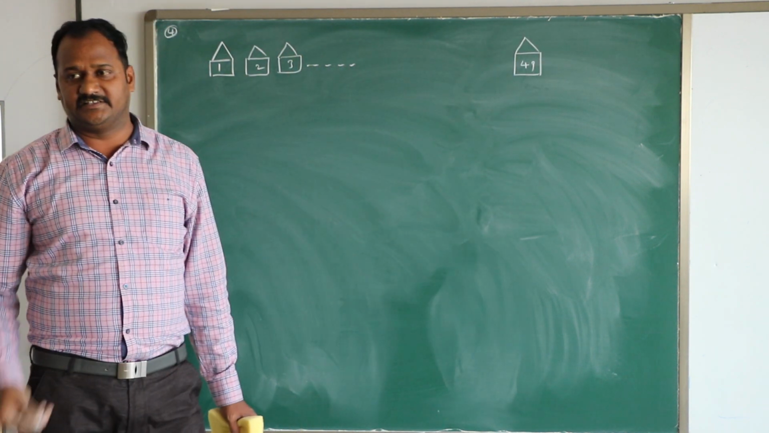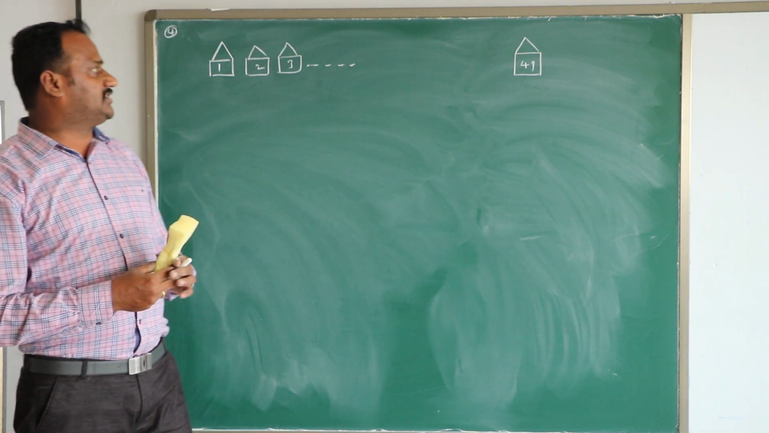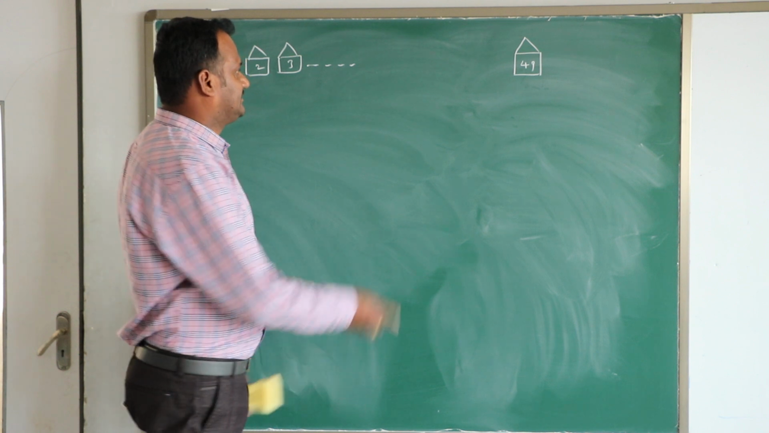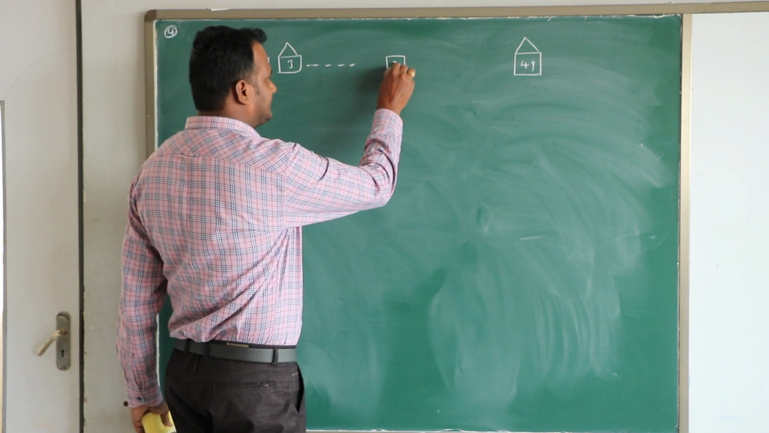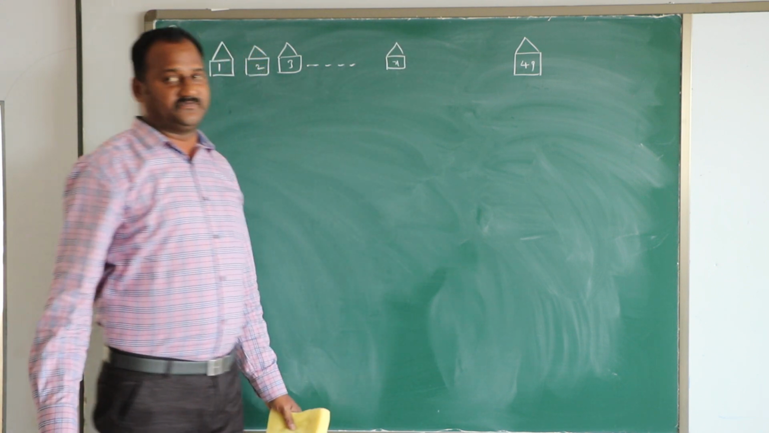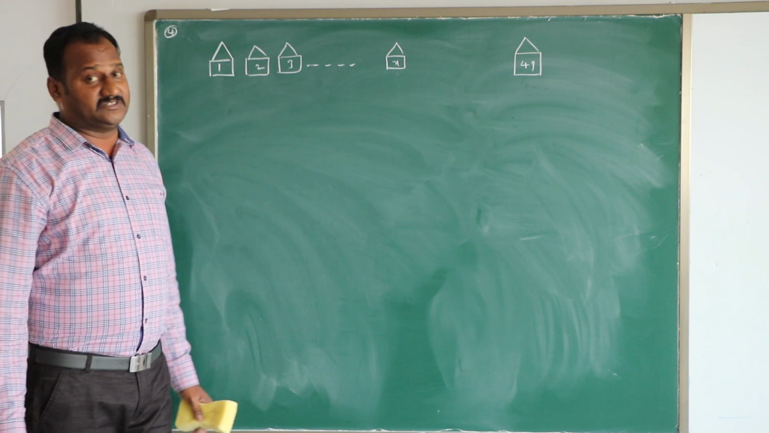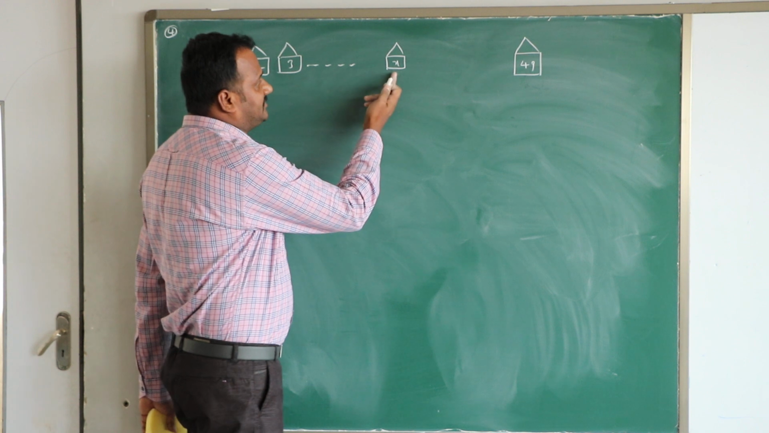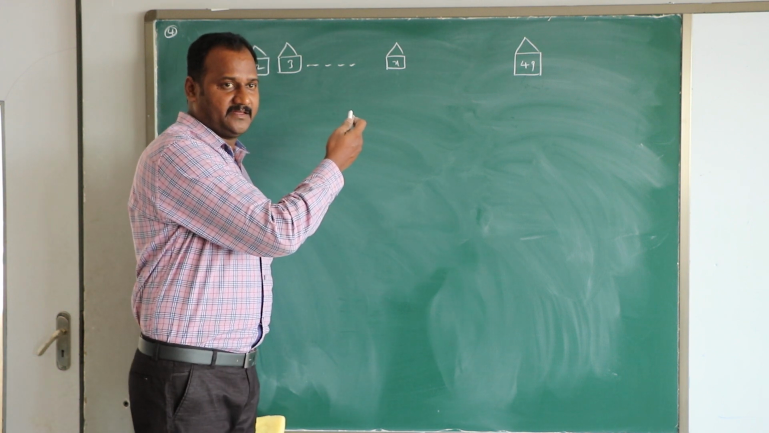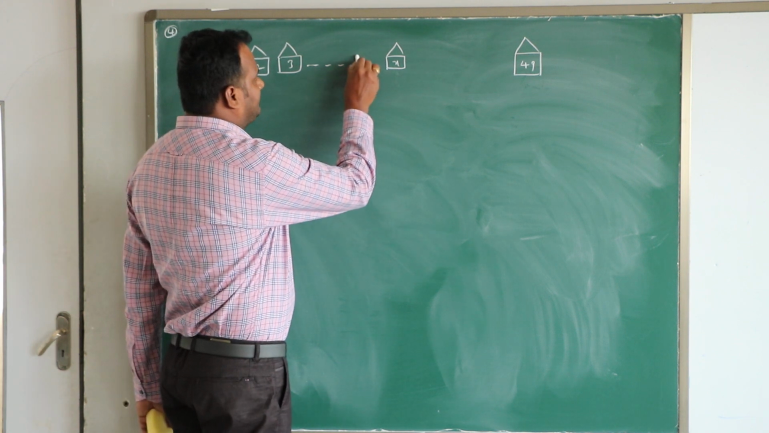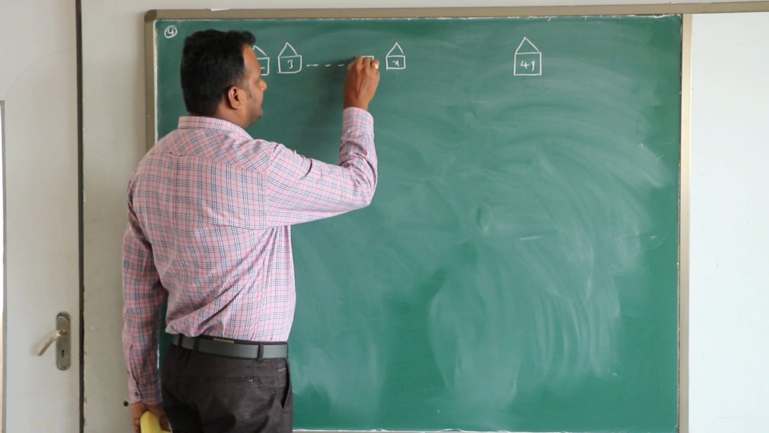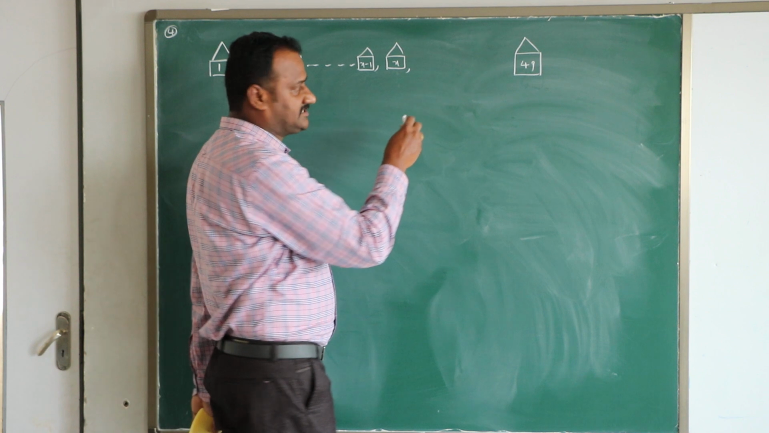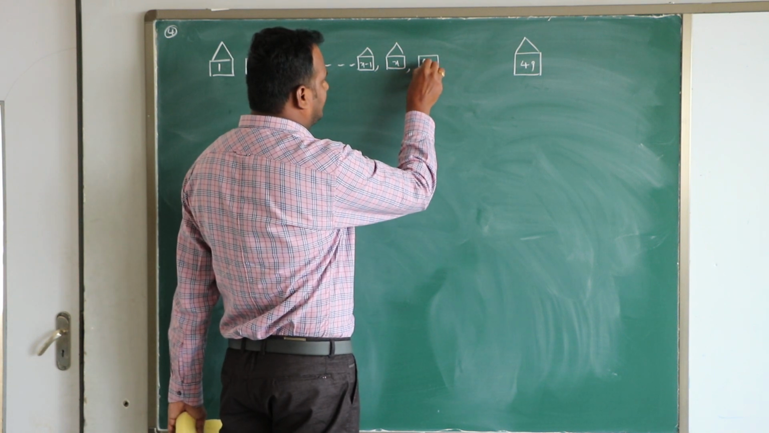And here the problem is, there is one house in between 1 and 49. That house number is some house number x. According to the information, consider the sum of the numbers preceding the house number x. What is the number preceding x? x minus 1. So the number preceding x is x minus 1. So this is one more house. What is the number succeeding x? That is x plus 1.